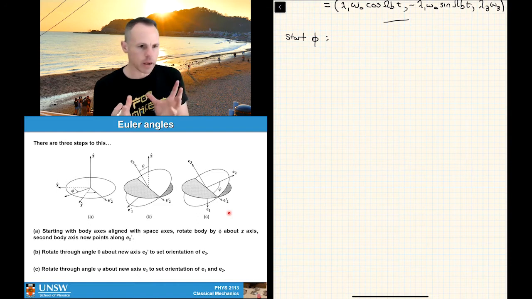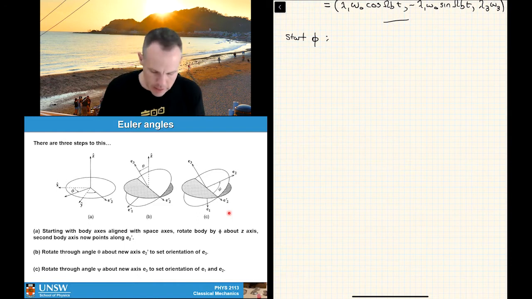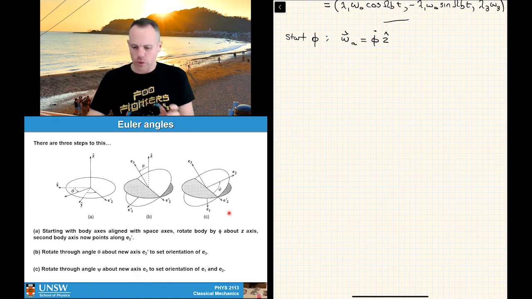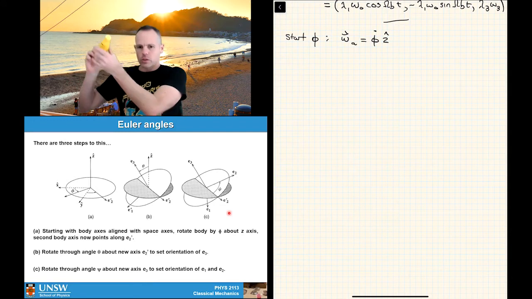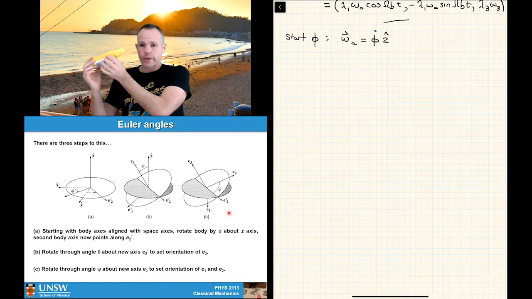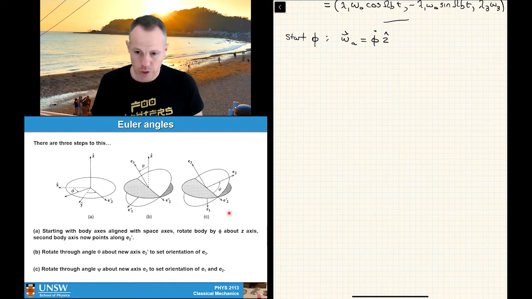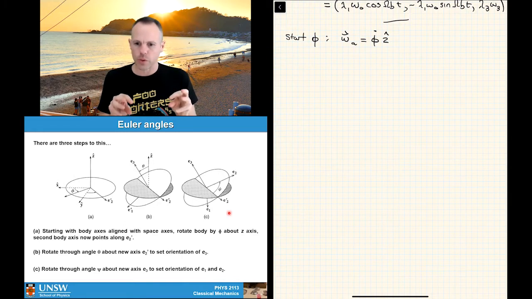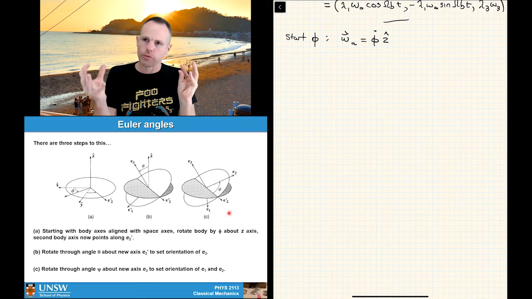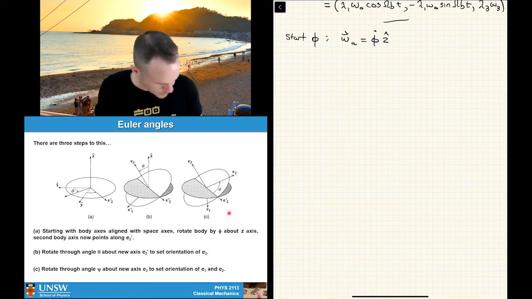In step A, we're rotating by phi relative to the z-axis, right? So what we're going to have here is a vector, omega A, that is phi dot z hat, okay? And just to make this clear, we're dealing with a dynamical problem. So you'll notice when I talked before, how do I get from this axis to a position at some point in time? Because I've got a dynamical problem, I'm doing that all the time. And so what I can do is just ask sequentially, if I keep doing this process, how does that dynamically change, right? So what I'm going to do here is use the Euler angles to relate change in angle with respect to time to an angular velocity, all right? So that's our first one.